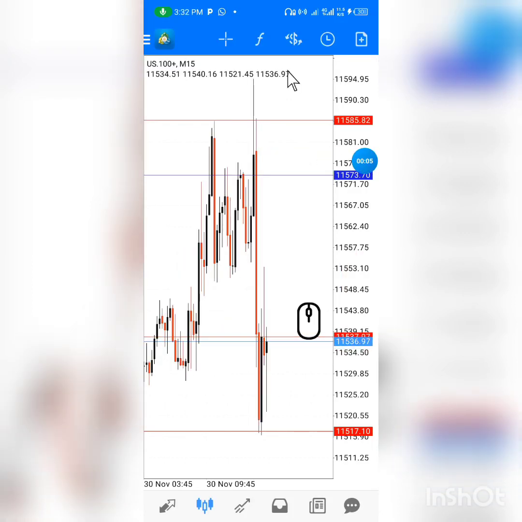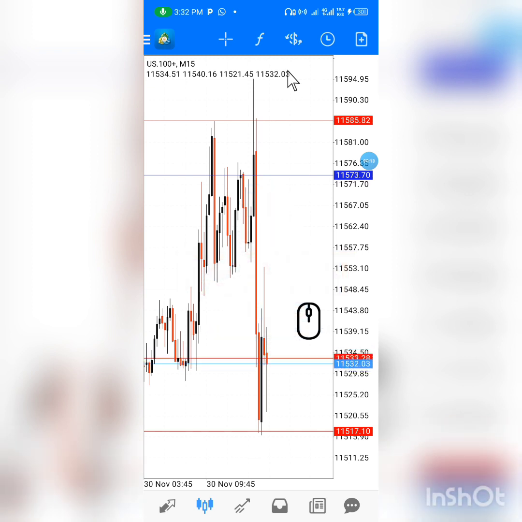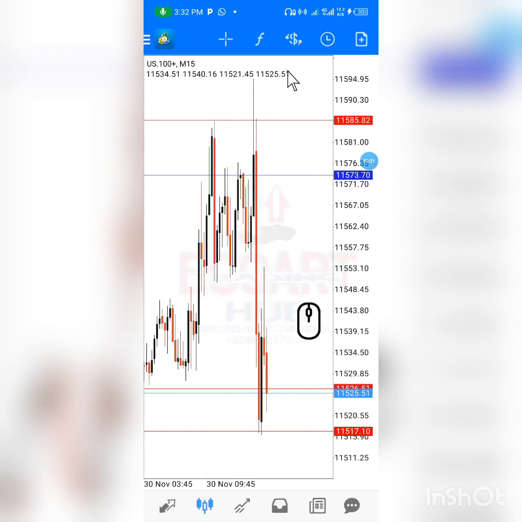So today we'll be looking at pending orders and how to place pending orders. A pending order in forex is the client's commitment to the brokerage company to either buy or sell a security at a predetermined price in the future. What do we mean by that?